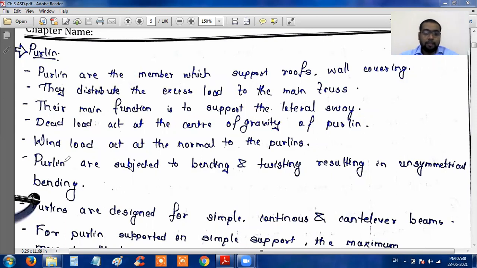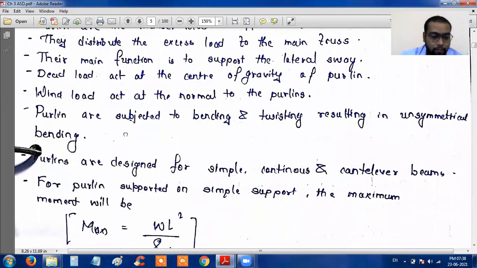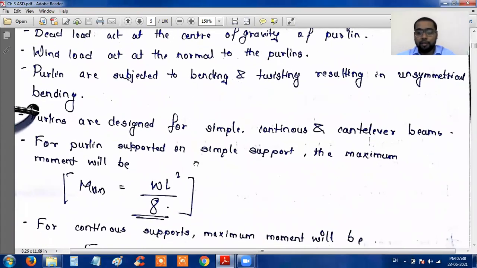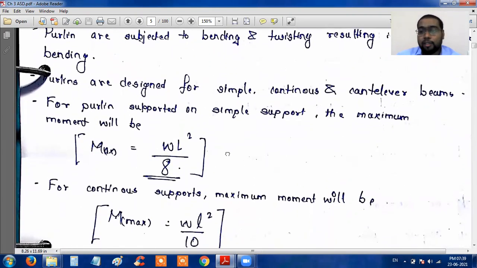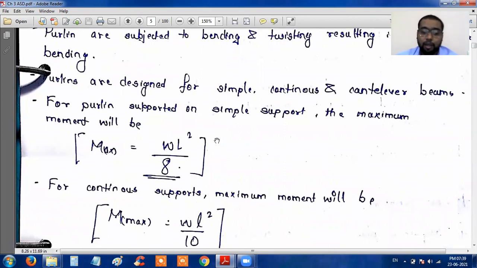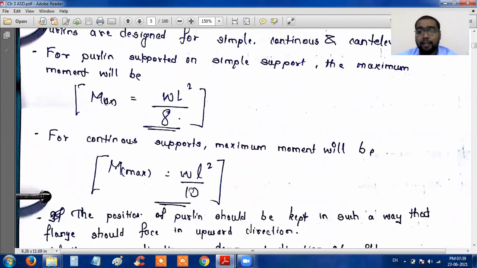Then purlins are subjected to bending and twisting, resulting in unsymmetrical bending. Purlins produce the unsymmetric bending. Purlins are designed as simple, continuous and cantilever beams. For the purlin supported on simple support, the maximum bending moment that will be produced is WL square by 8. And if continuous supports are there, then we will take the formula WL square by 10.